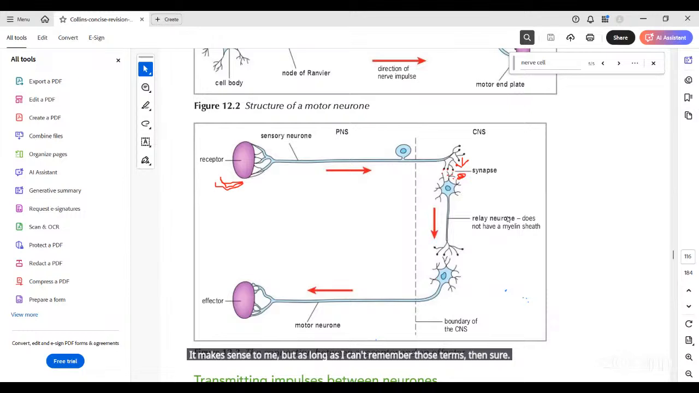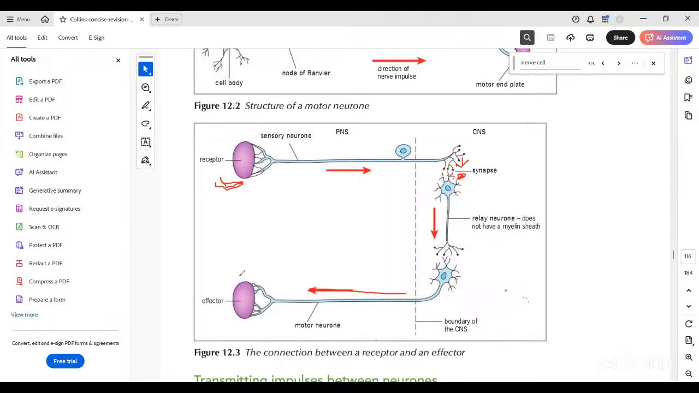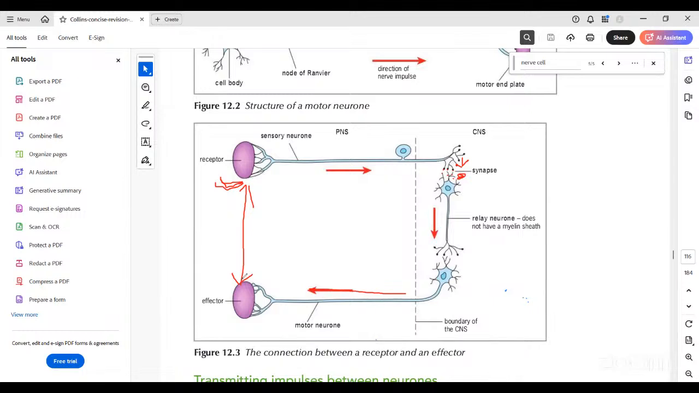Now that heat is transferred to the motor neuron, the motor neuron would be carrying it to the effector. And what would be the effector here? Sir, the part of the organism that responds to the stimulus. So would you say the effector is the same organ as the receptor? No. Yes, what's the difference? They have different functions.